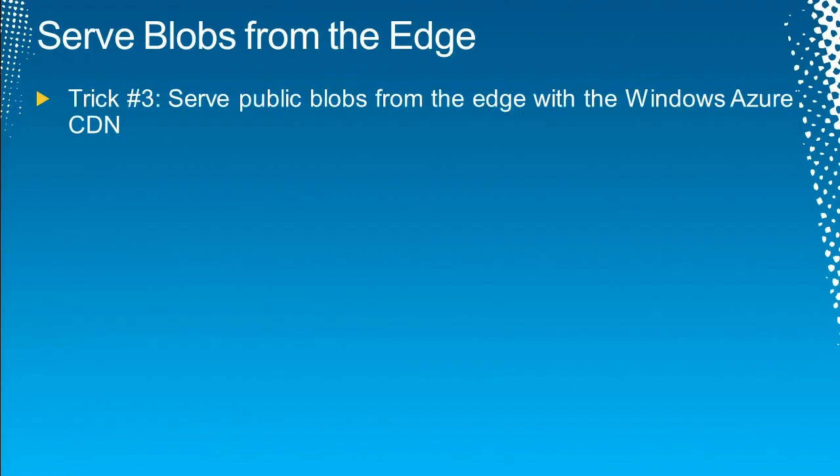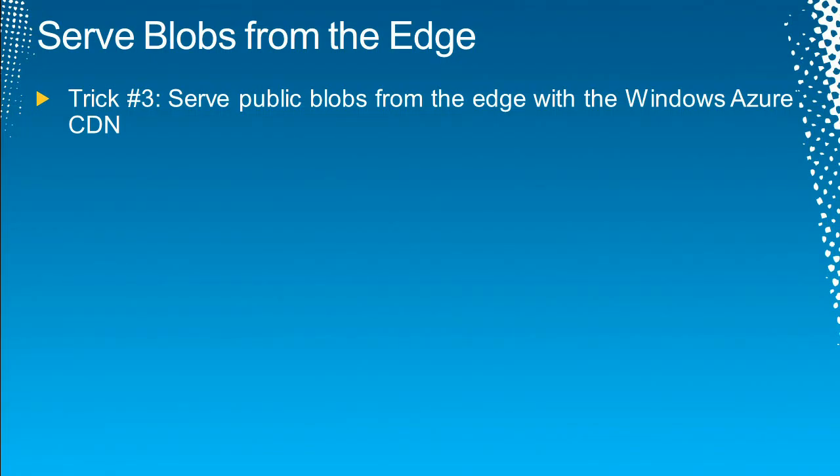Now you might say, this is great. I've now got my users going directly to blob storage, but what if my blob storage account is in Northern Europe and my user is in Brazil? That's not a great experience. I'd like them to have low latency, because that's the kind of application that we're building. It turns out that Windows Azure is equipped with a content delivery network. It's very easy to enable for your storage account, and then that content delivery network will enable you to serve content from the edge.